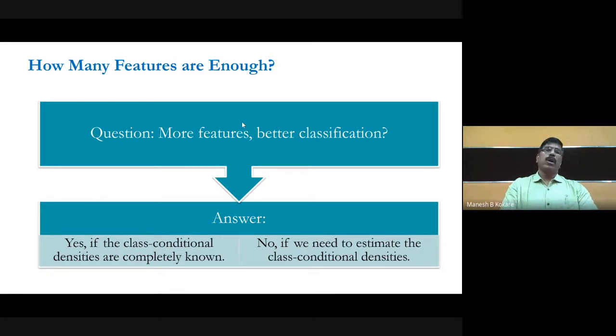Now the question is whether I should extract one feature, two features, 100 features, or D features. Do more features give a guarantee of better classification? If you increase the number of features, definitely the feature dimension will increase, and if the feature space dimension increases, computational complexity will also increase. So are more features really better for classification?